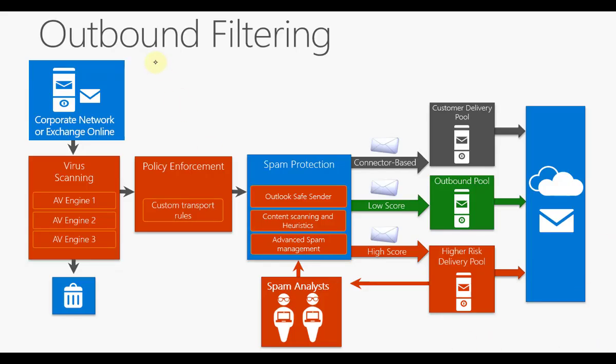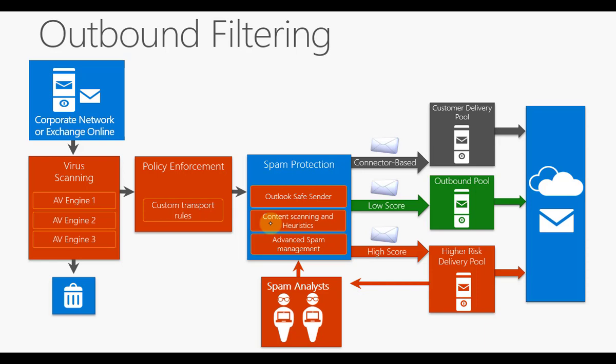So you'll see our outbound spam filtering arrangement here is very similar to what we saw with inbound. So again, it goes through a number of AV engines on the way out, and it's again thrown away if it is determined to be bad. We've also got our transport rules once again that we can throw in against this. And then after that, it goes through this spam protection. So remember, this is outbound spam sent by a user.